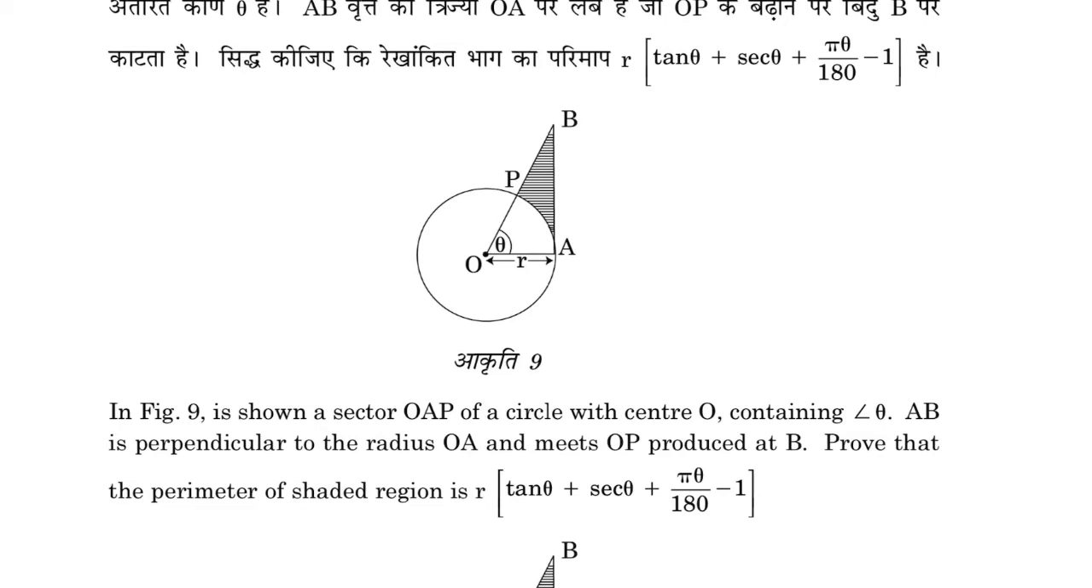Question number 30. In this question, we are given a figure which has a circle with center O, and we have a triangle here, A, P, B. This angle is theta, and AB is perpendicular to the radius OA. We know this is shown as the tangent, and radius is OA R, and we have a shaded portion here.